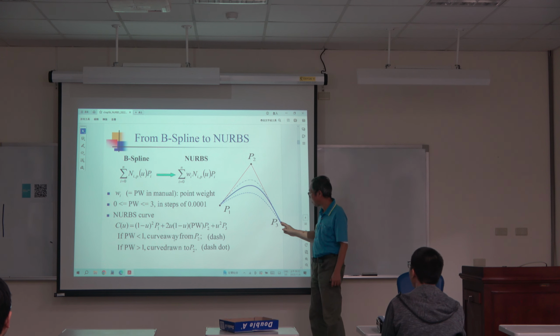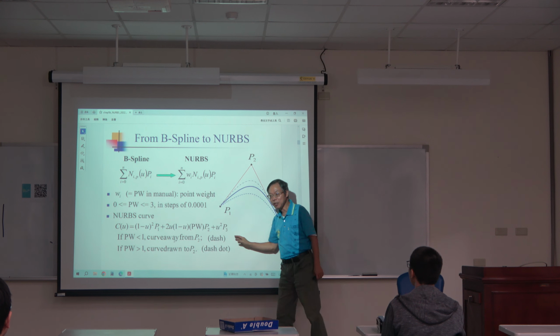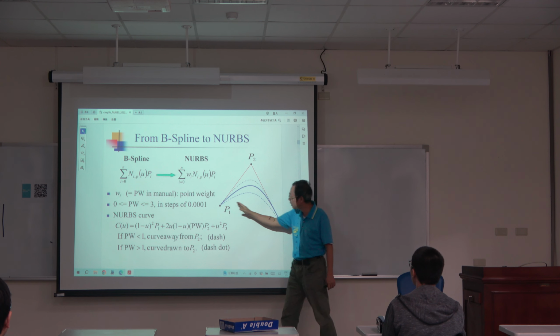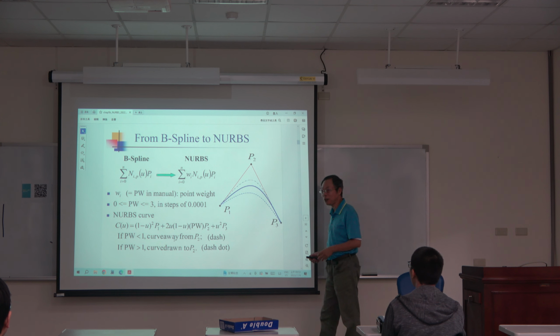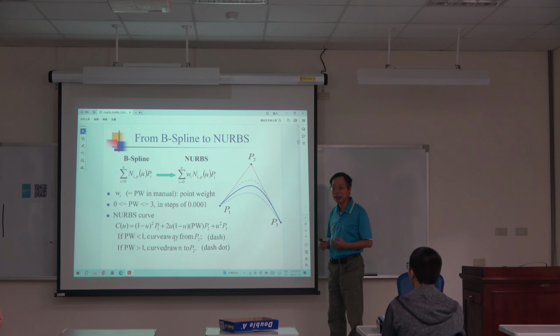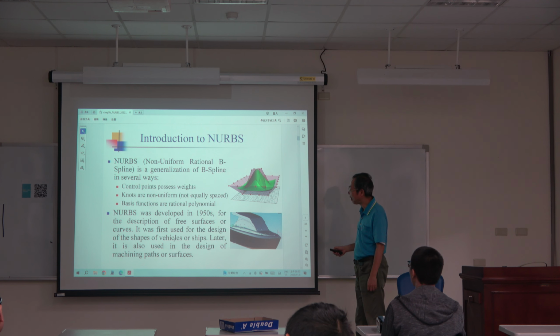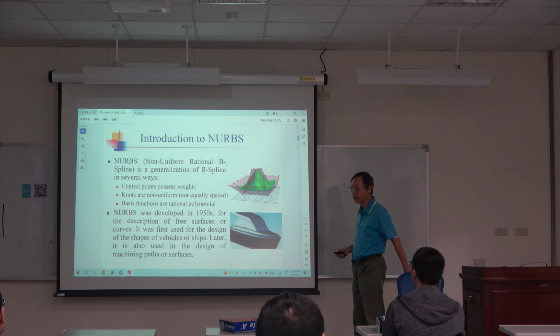Similarly, if you put a weighting here and the weighting is larger, then the curve will be closer to this point. Similarly for this one, you can have a different weighting. So once you introduce the weighting, you can represent many more curves than the original B-spline or Bezier curve. This is one of the key points of NURBS: you have weighting. And because of the weighting, you have the so-called rational polynomial basis function. We will see this later. And then you can also have non-uniform, not equally spaced, knots.